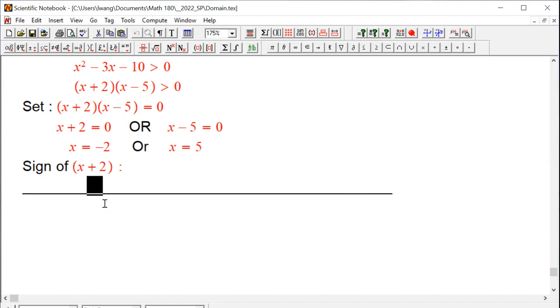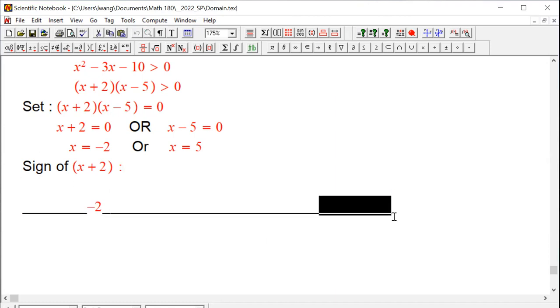So here we have -2. Before -2, I mean, this expression as a function is defined on the entire number line, so you have to look at the sign distribution on the entire number line. When x is less than -2, you pick -3, you plug in, and you're going to get a negative sign. And at -2, if you plug in -2, you're going to get 0.